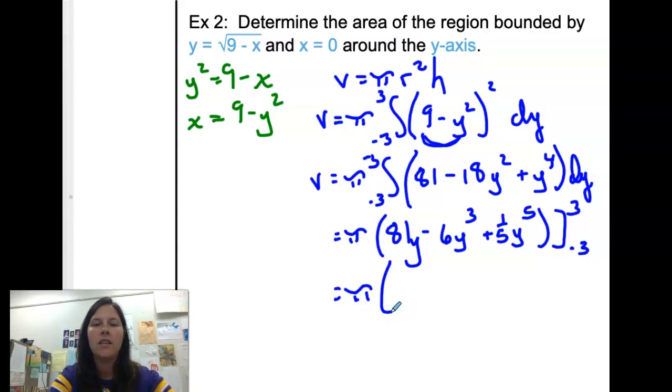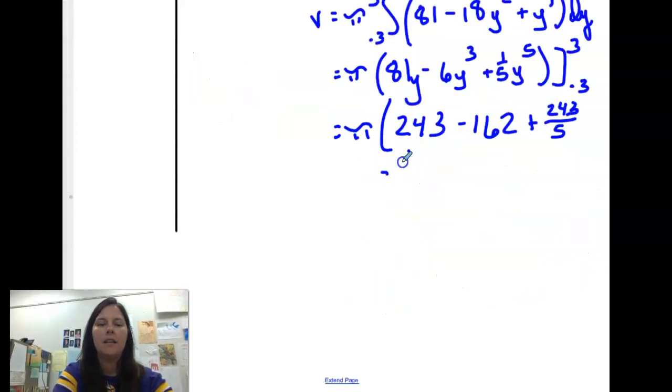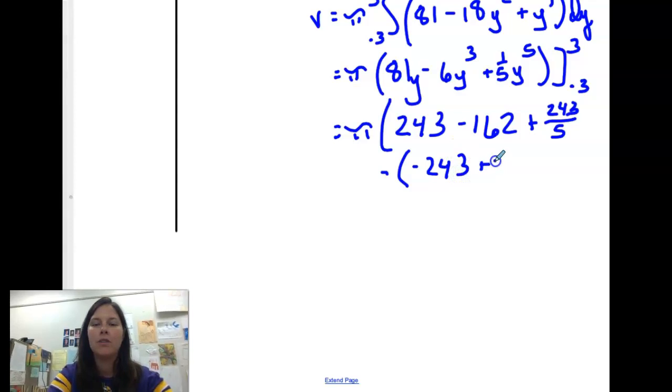Subbing those y values in, 81 times 3 gives us 243. 3 cubed is 27, times 6 is 162. 3 to the 5th is 243, which is not divisible by 5. Minus, now we're going to get very similar values when we sub -3 in. So 81 times -3 would be -243. -3 cubed times -6 is +162. -3 to the 5th is -243.